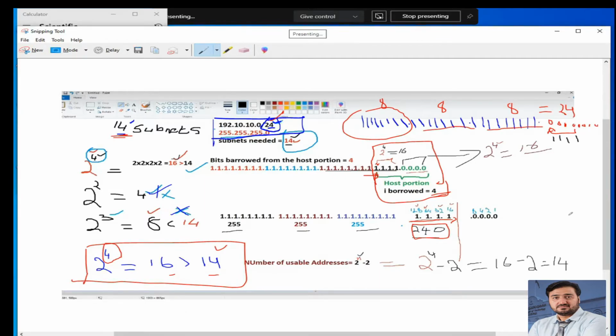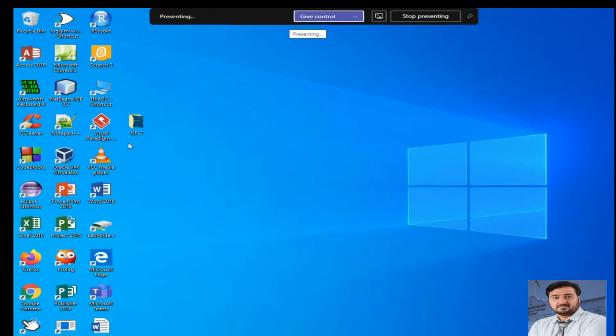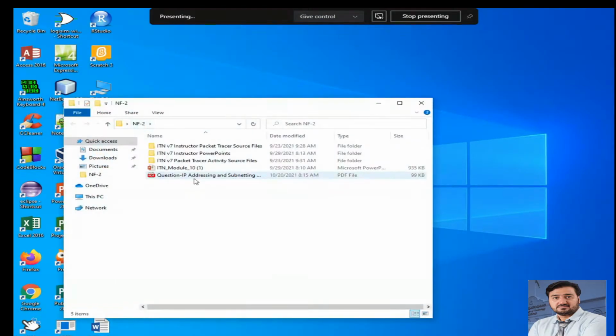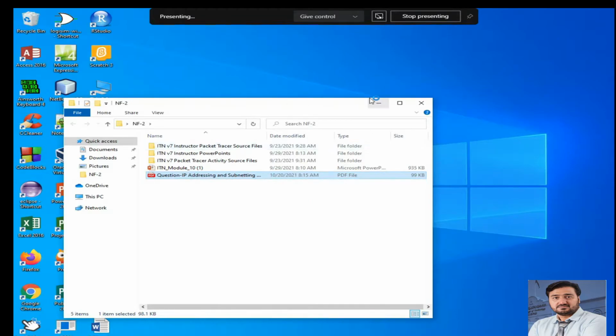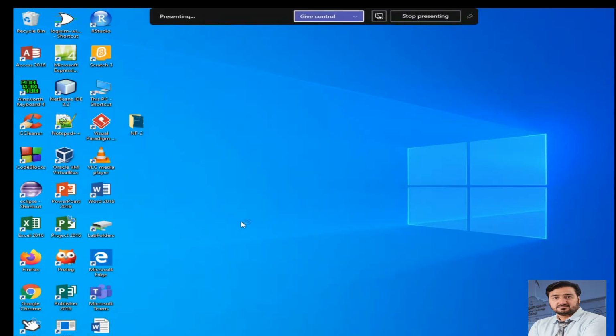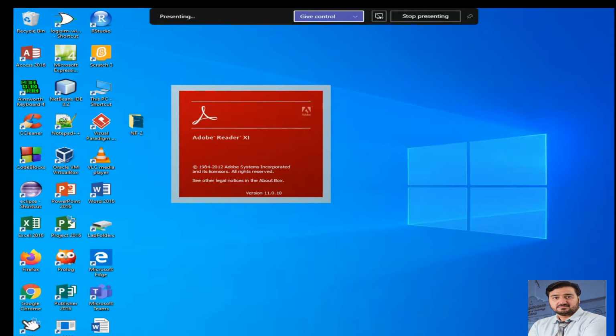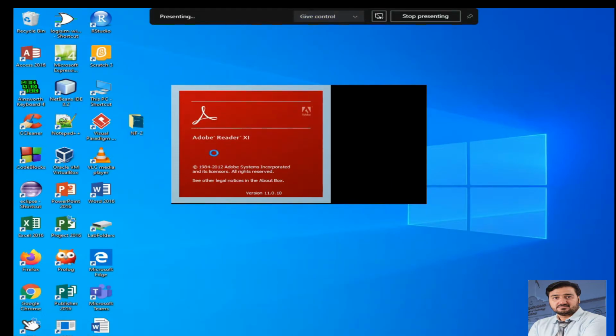Now today we will start another problem. Let me take the problem now. Please, all of you, open this IP addressing subnetting table. Open this one. Now we are going to discuss the second problem here.